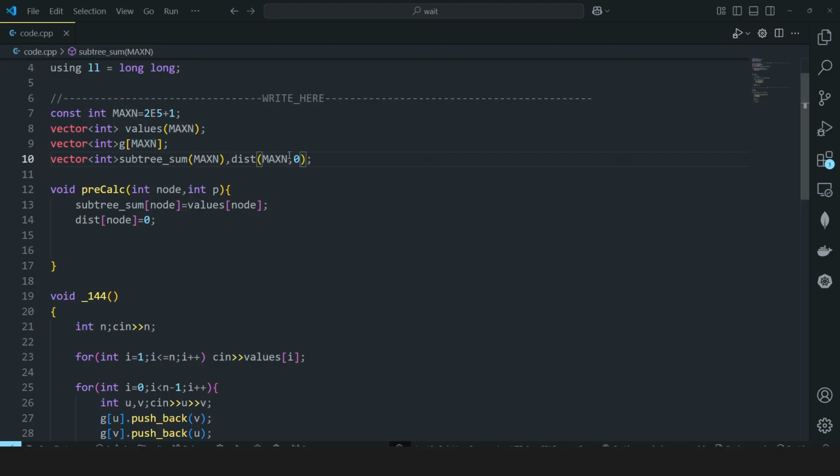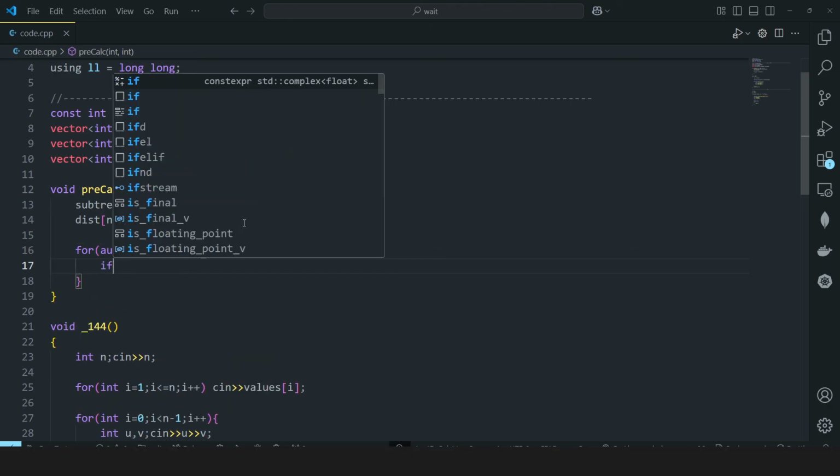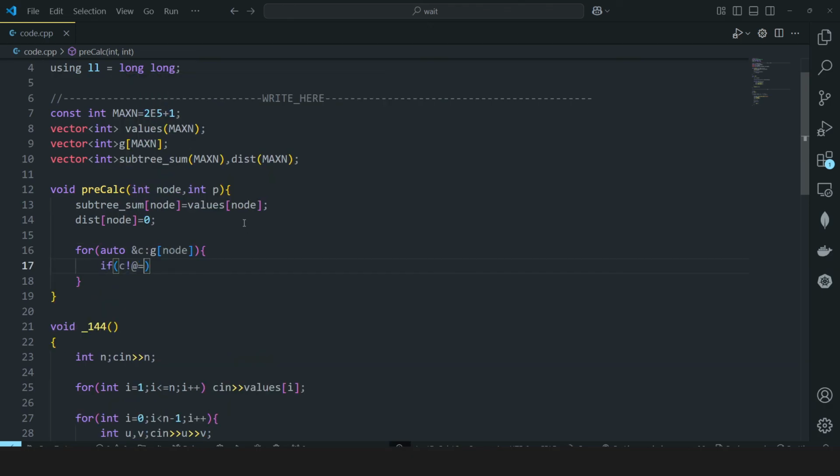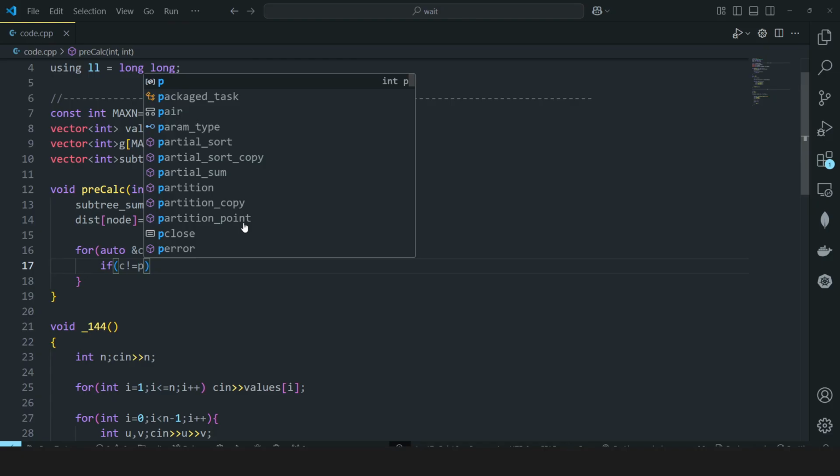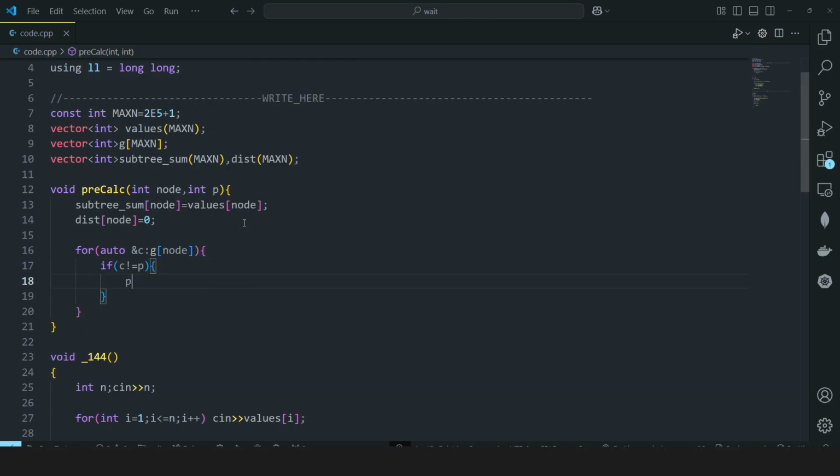Even if you don't write it, there is no problem, because everything is initialized to 0 by default here. And after this has been done, what I told you is to iterate through each one of its children, that is the children of the present node. And if this child is not the parent, because this is how we do a DFS on a tree, we will again call the same function, but the parameters now will be c and node. That is, the parent of c is node now.